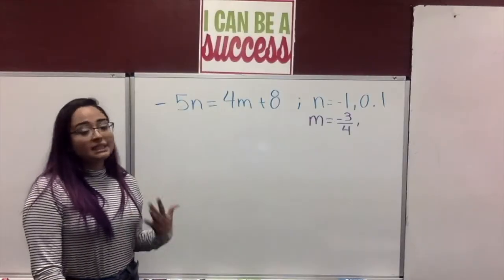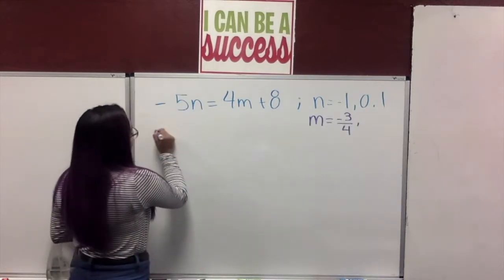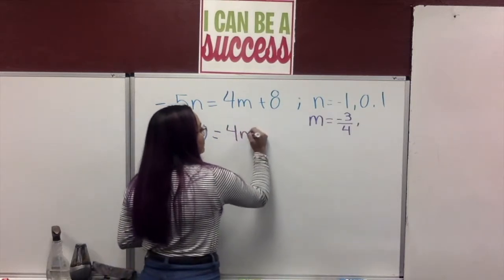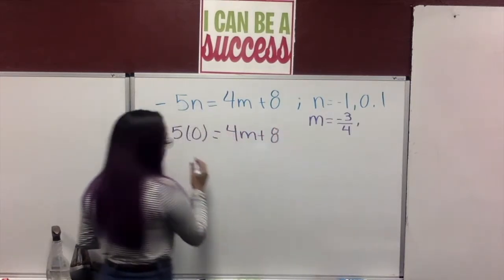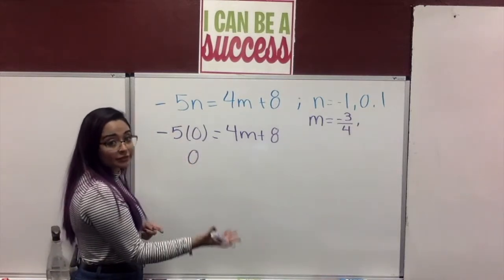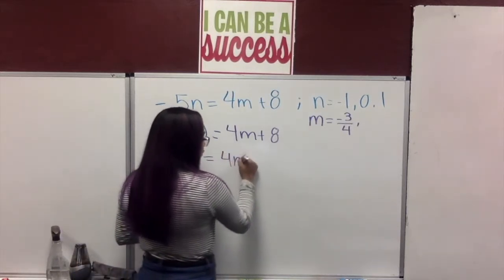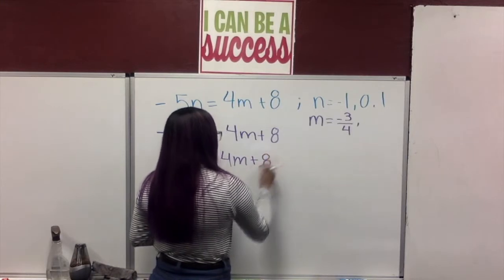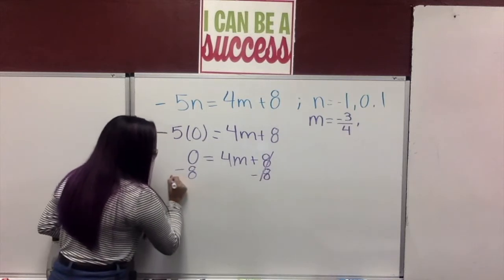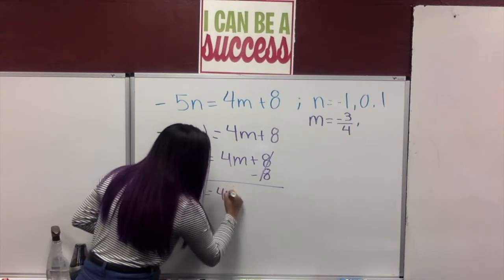Now, following the same exact steps we just took, this time we're plugging in a 0. We have -5 times 0 is equal to 4m plus 8. -5 times 0 is also 0 because whatever you times 0 is 0. Is equal to 4m plus 8. We're trying to get rid of our 8, so we have to subtract it to both sides, we are left with negative 8 is equal to 4m.